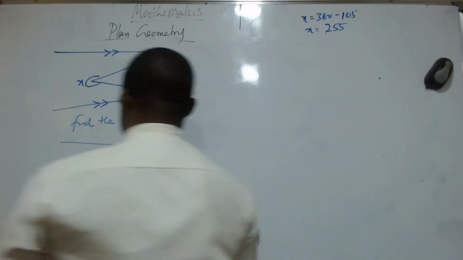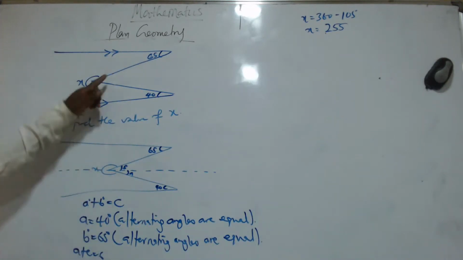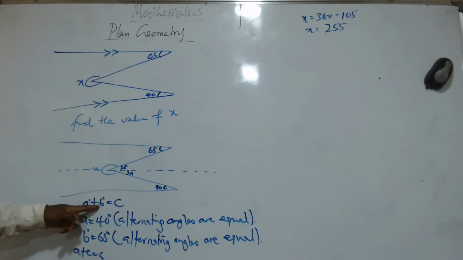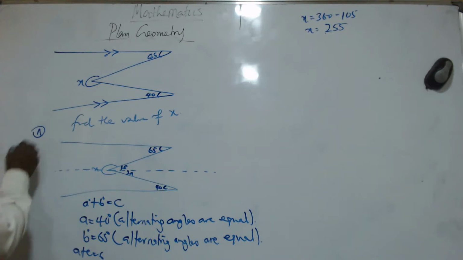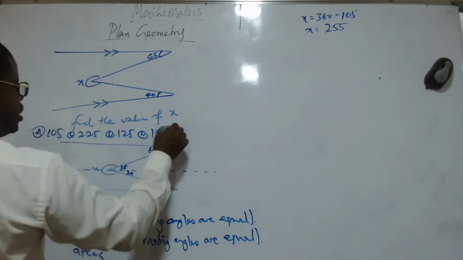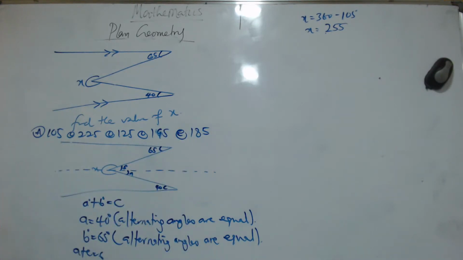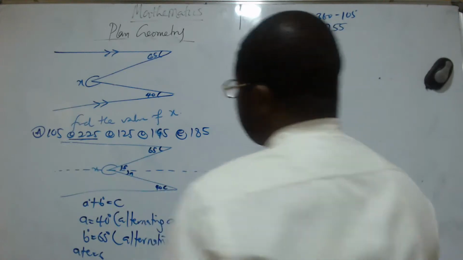That is the value for X. If the question says find C, what we need to do is just add A plus B. Like I want the options. We are given 95, A, B, C, D, then E is 185. So the correct answer there is B, which is 225.